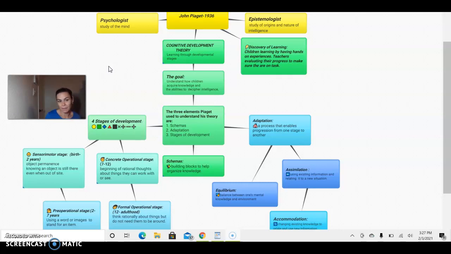They also become more compassionate because they're not as egocentric. They can see that what they think and what others think are two different things. Other people are allowed to have their own thoughts. And those are the four stages, and that's cognitive development theory.